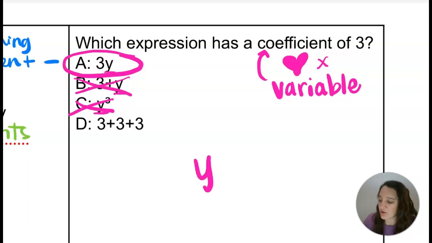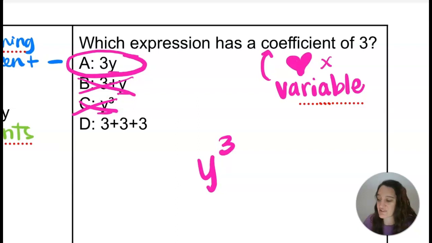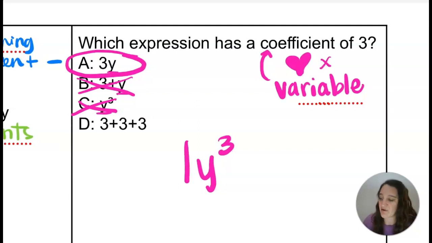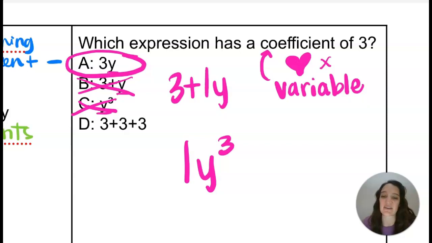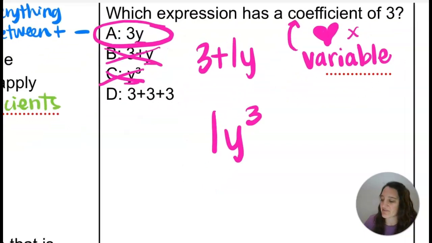Now this y cubed has a coefficient. Like I told you, every variable has a coefficient. It would just be a 1. Or this 3 plus y, that y does have a coefficient. If it's not there, then it's just the number 1. There's another good reminder for you.